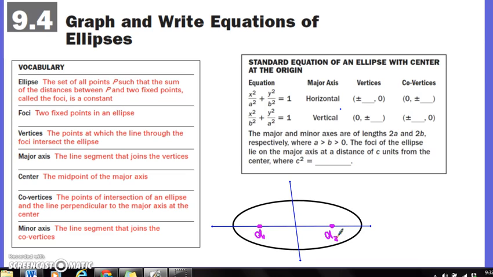The idea is if you had a piece of string and wrapped it around the foci, the D's, and you put your pencil against the string and followed it around, you would get this ellipse. That's how they create it. And also, you need to know if your ellipse is horizontal, which this one is, then your major axis is x.